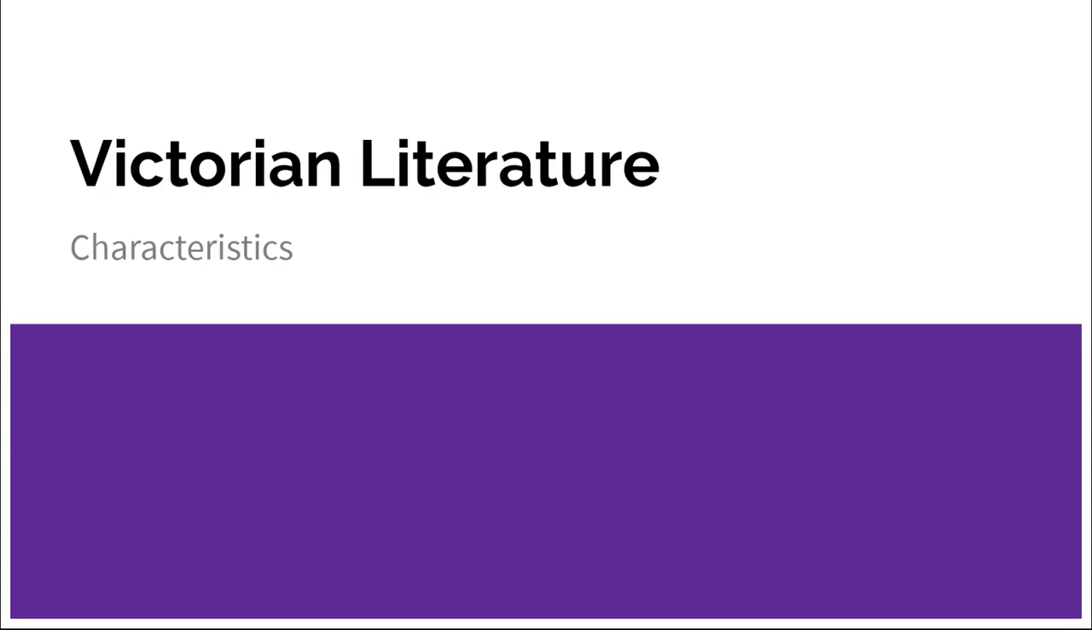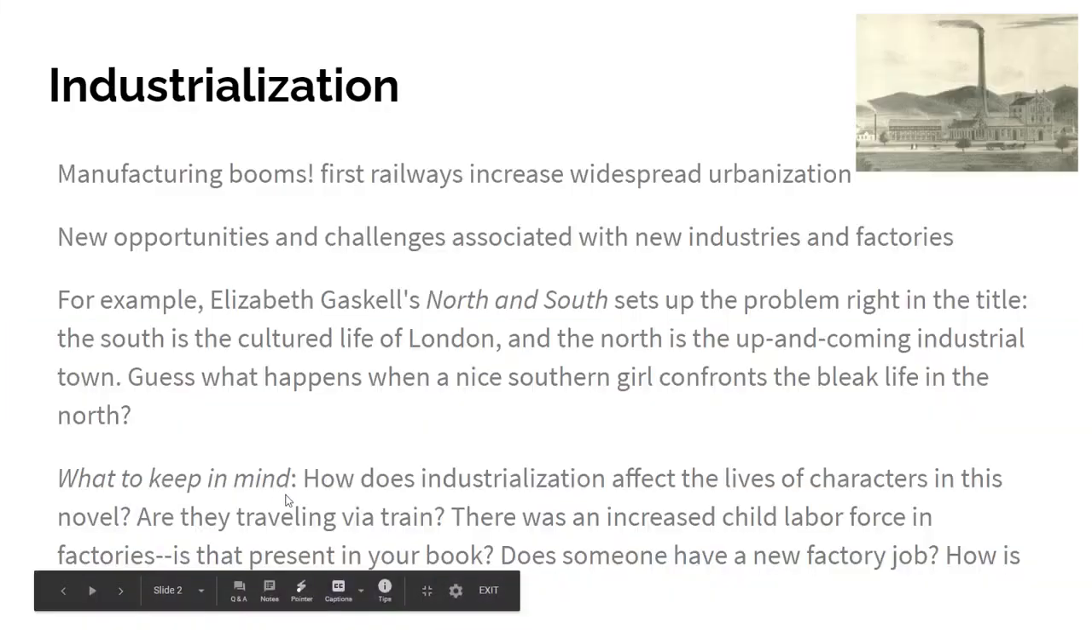We're going to talk very briefly about some characteristics common in Victorian literature. As you read your books this month, I want you to keep these in the back of your mind and be looking for them. Not every book is going to have every characteristic, but these are things that were common at the time. So you'll be able to find at least one, if not more than that, as you're reading.